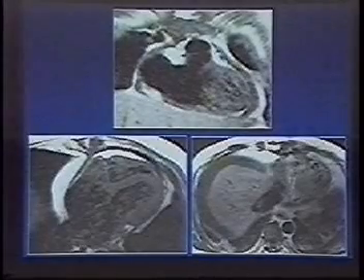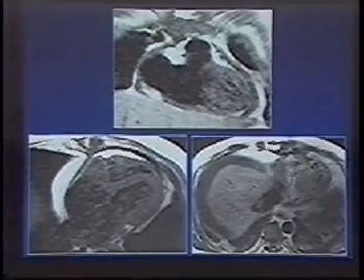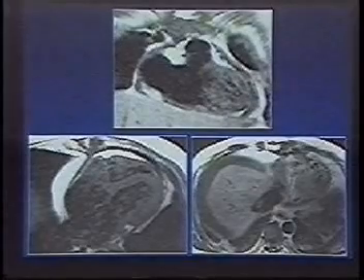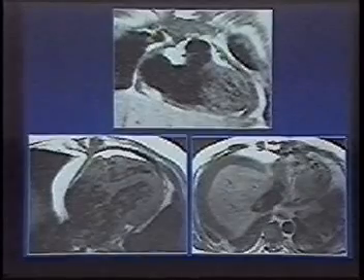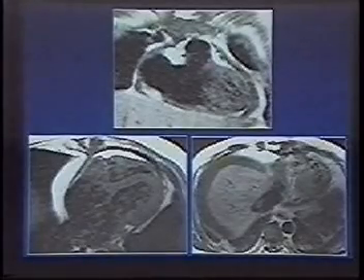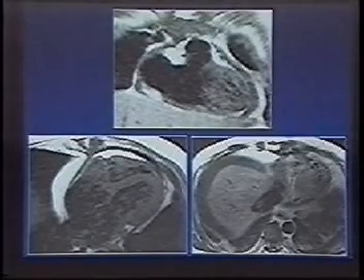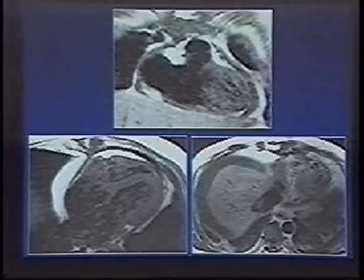So what do we see here? Well, first of all, on this coronal view, we see marked thickening of the pericardium. Notice that there are two layers of fat on either side of the pericardium. The layer of fat adjacent to the heart is called the epicardial fat. The layer of fat outside of the pericardium is called the pericardial fat.